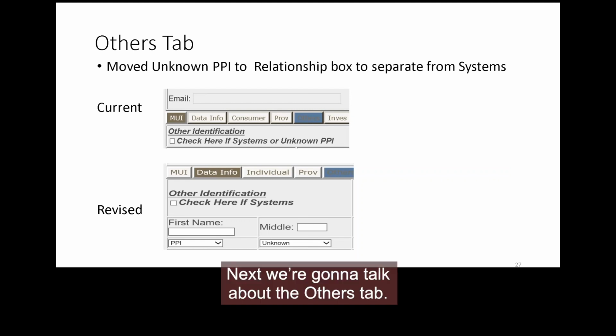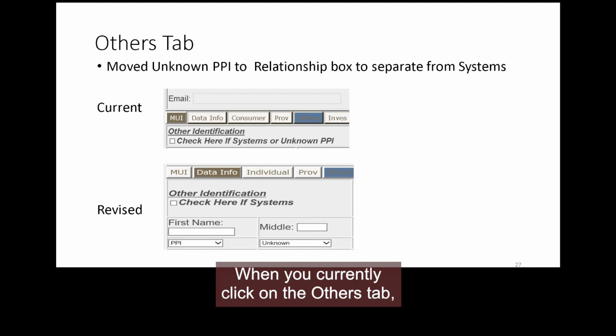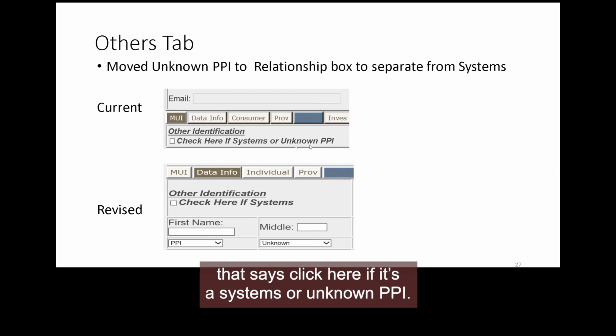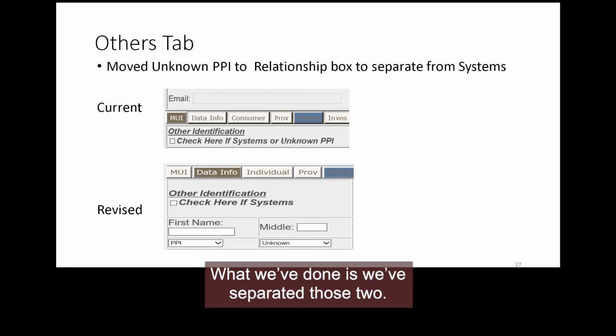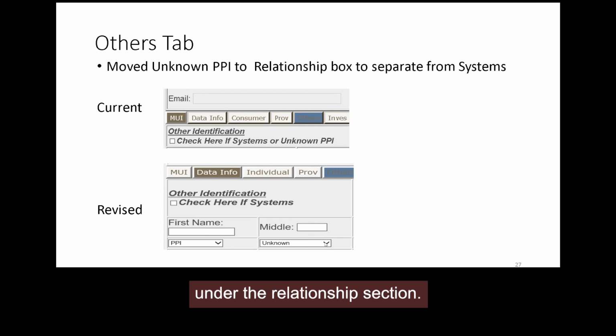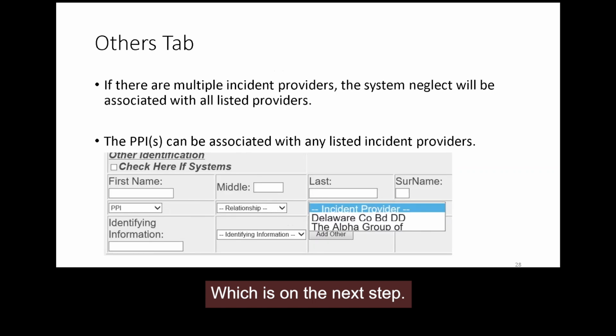Next, we're going to talk about the Others tab. There have been a few changes in the Others tab. When you currently click on the Others tab, you will see, for a systems issue, there's a box that says, click here if it's a systems or unknown PPI. What we've done is we've separated those two. So the box at the top will just now say systems. We've added the unknown PPI down under the relationship section, which is on the next tab.